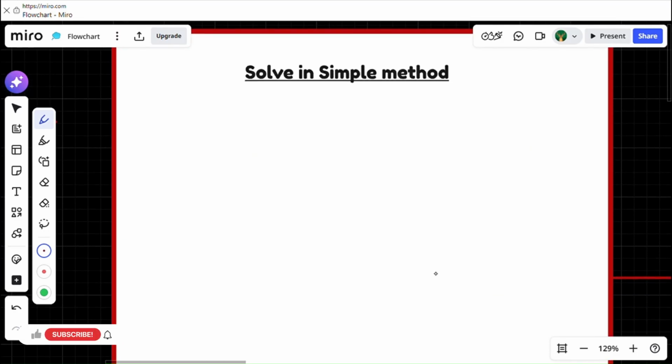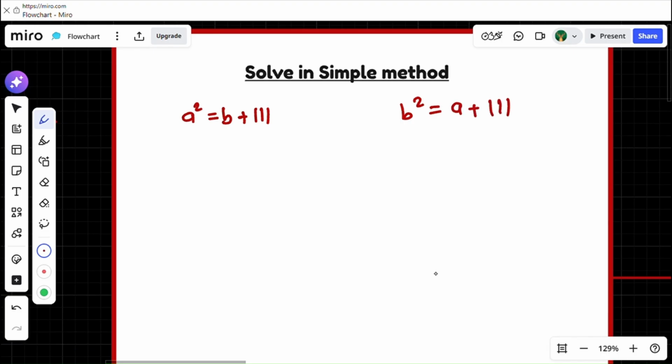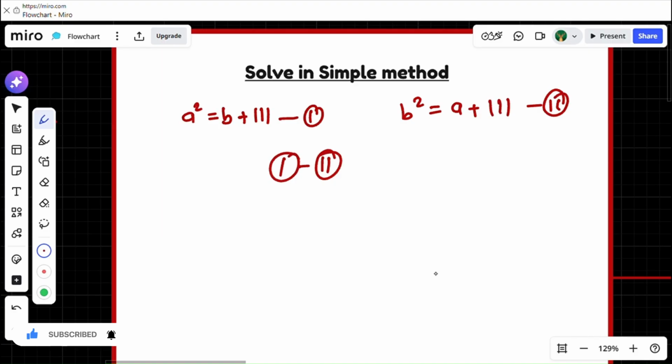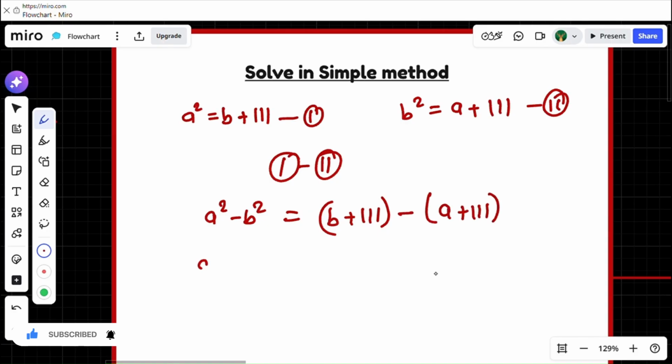So the equations will be a square is equal to b plus 111 and b square is equal to a plus 111. This is the first equation, this is the second equation. We can subtract the first and second. So a square minus b square is the left side, and the right side is b plus 111 whole minus a plus 111.